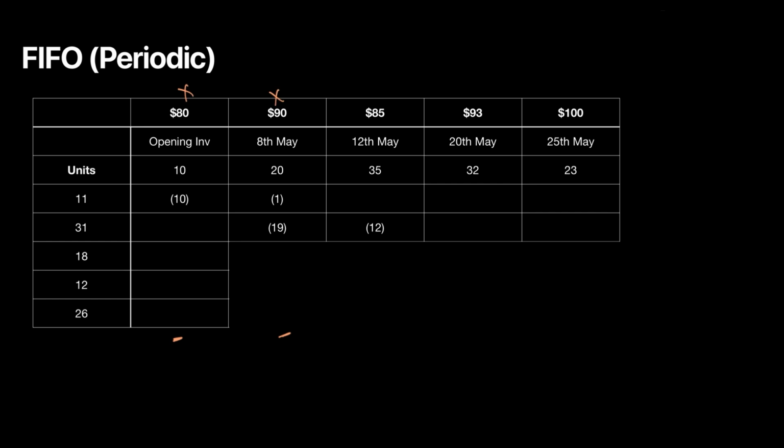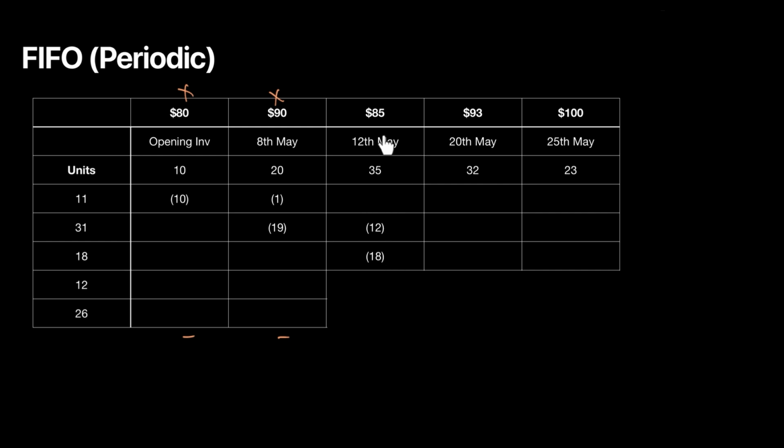Now the third sale is for 18 units. Now 18 units we can sell because on 12th May we had 35 units, 12 were only sold, so 18 are still available. You can sell 18 from here. Now let's move to the next one. That's for 12 units. Now for 12 units, first check how many units are left over here. 35 minus 12 minus 18. We're only left with 5.